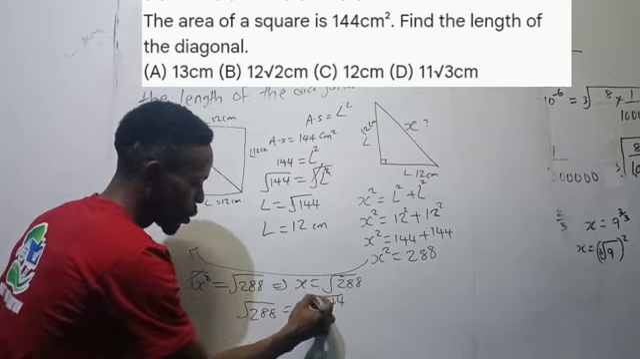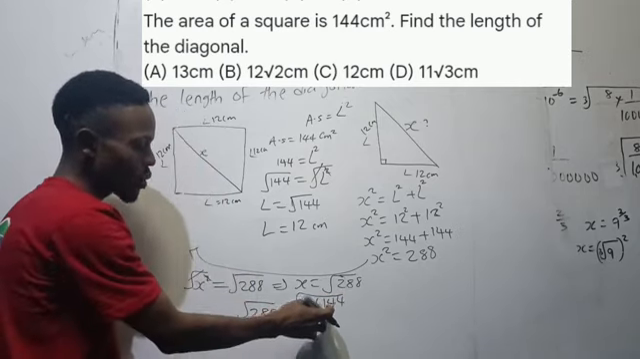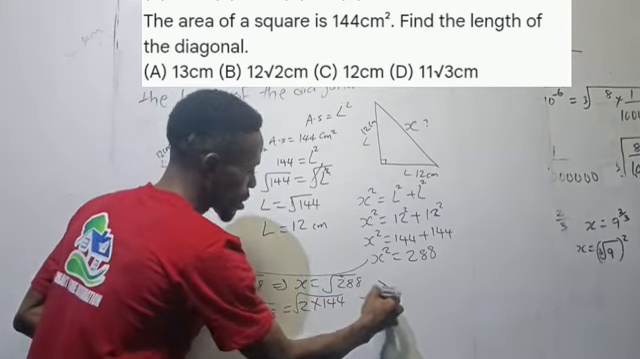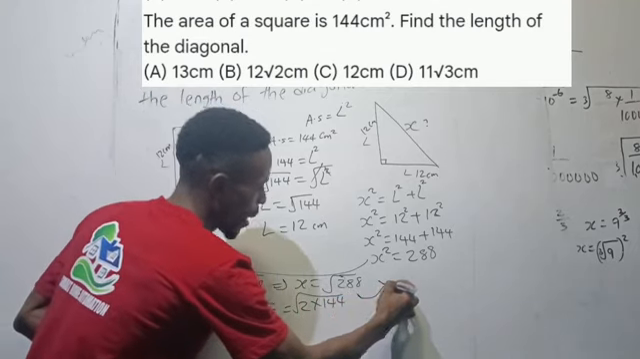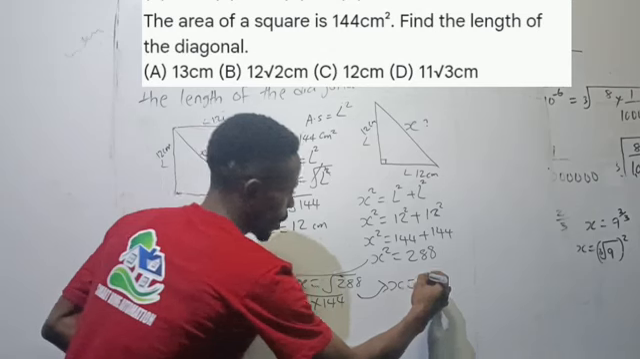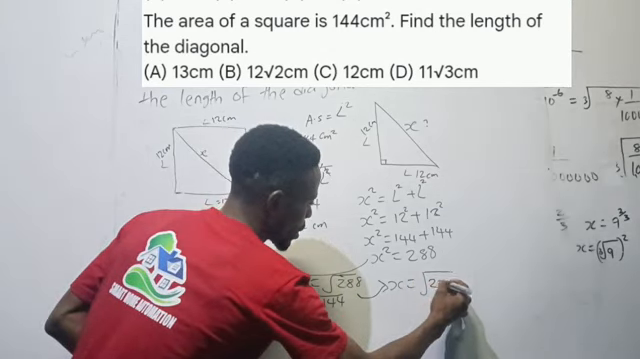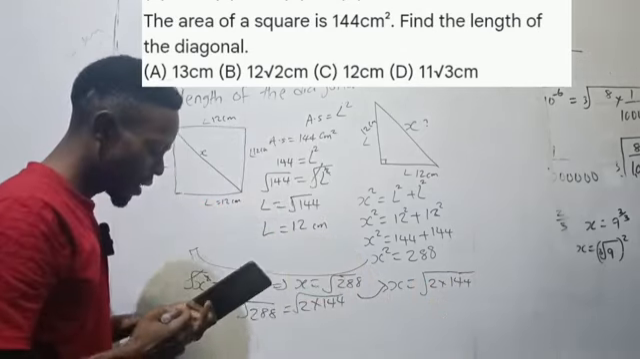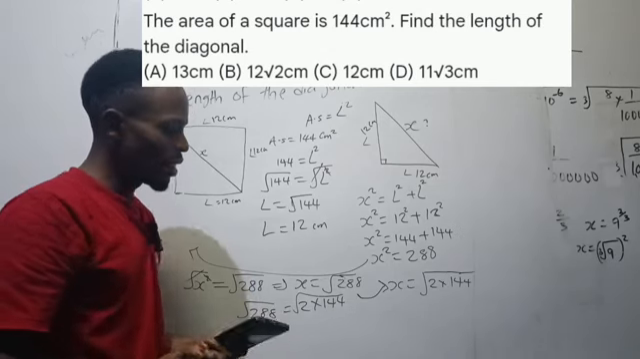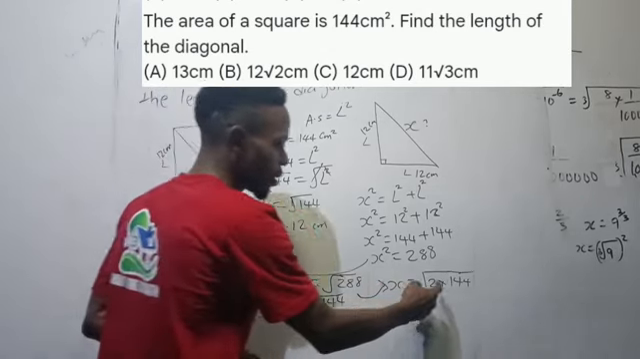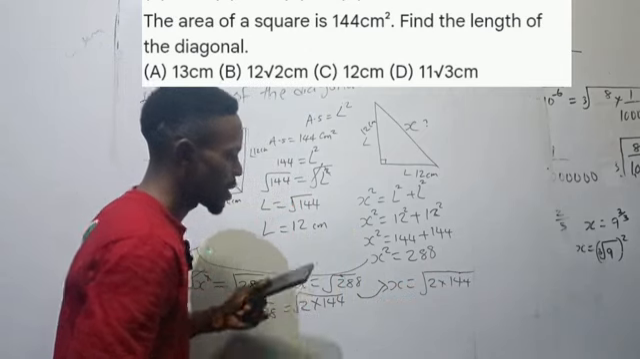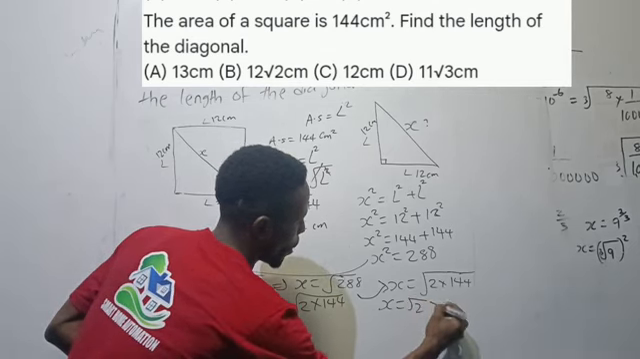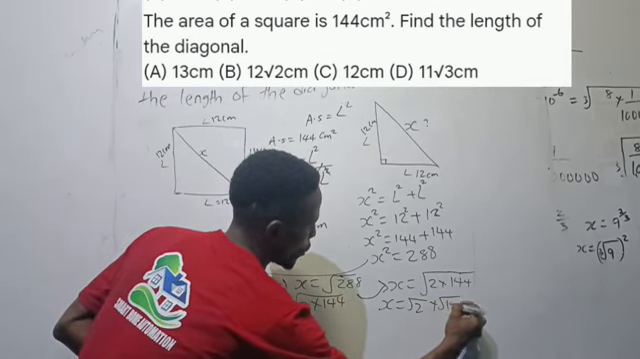So let's take out the roots, because 2 times 144 gives 288. Therefore S is now equal to the square root of 2 times 144. Hope you are getting this. Now the next thing to do is to split it into two parts: S is equal to root 2 multiplied by root 144.